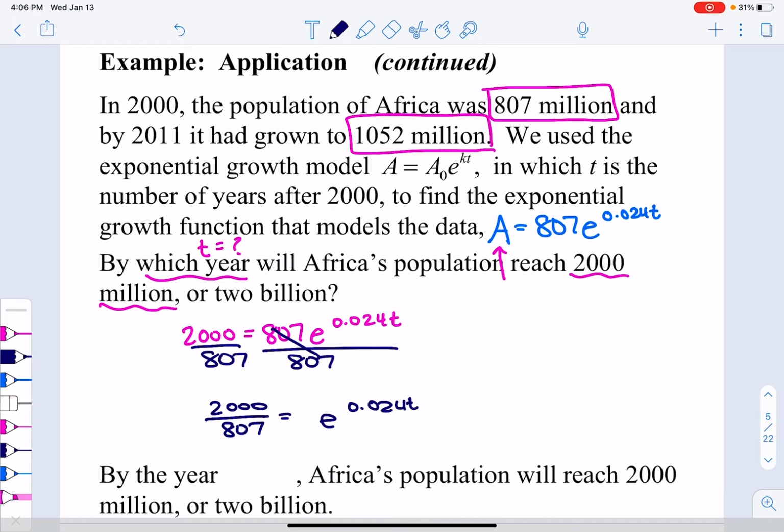Now, in order to solve for that exponent, we have to take the natural log of each side. That's going to allow us to have our ln of 2,000 divided by 807 is now going to equal our 0.024t, right? Because the ln of e cancels that out. So now we can solve to get t by itself by dividing by our 0.024.